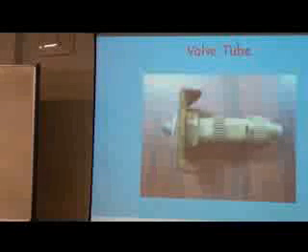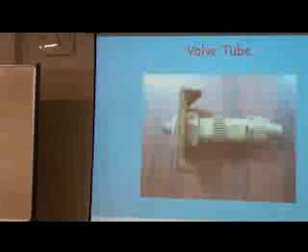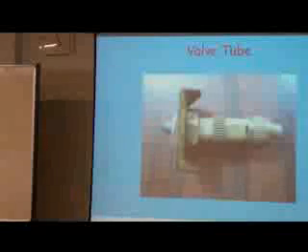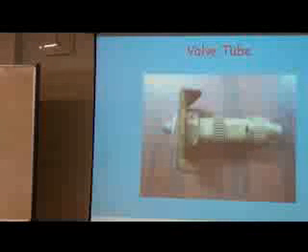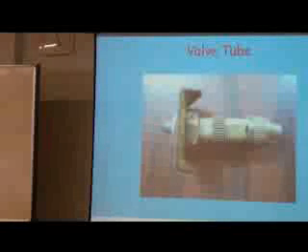So I have taken up the valve tube. Do you know what a valve tube is? What is the purpose of a valve tube? What is the function that it should perform? One side, uniform manner. Why is it called a valve tube? It has only one side.